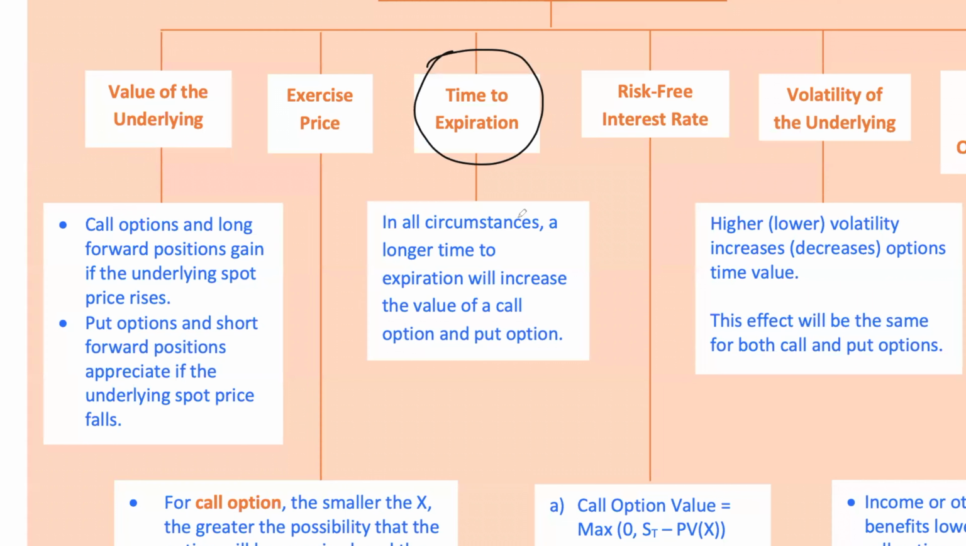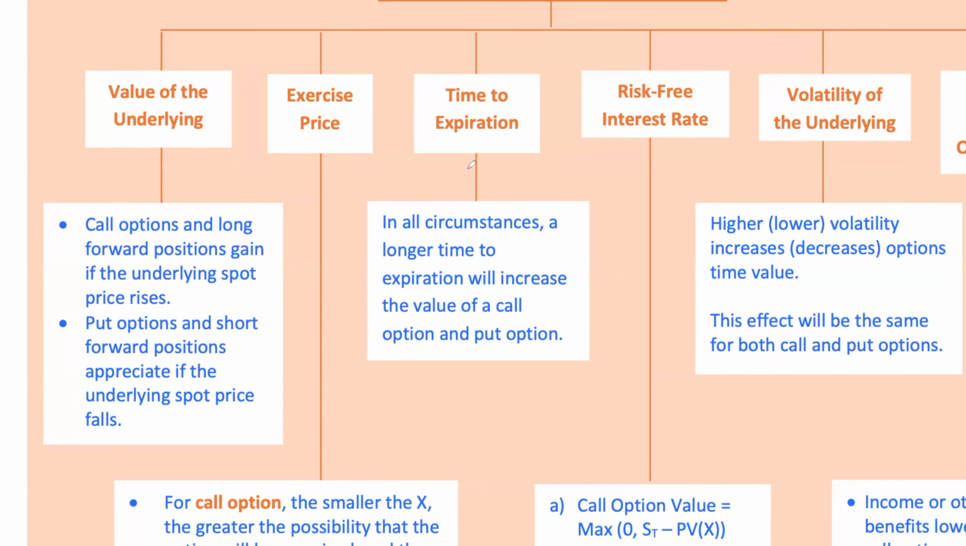Then we have time to expiration, and here's where things get interesting. The longer an option's life, the more time there is for something favorable to happen. That generally pumps up both call and put values, though with puts, especially deep in the money puts, a longer time can occasionally reduce value if interest rates are high. But typically, more time equals a higher option premium.